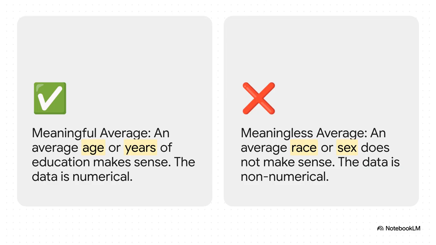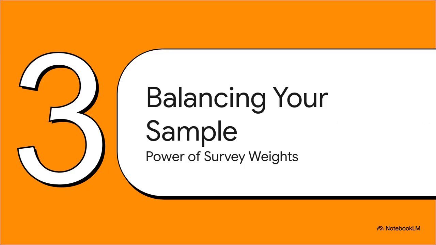Just ask yourself one simple question. Does the average of this variable make any logical sense? You can absolutely calculate an average age or the average years of education someone has. Those are meaningful numbers. But what about the average sex or the average race? You can't do it. You just get a totally nonsensical number. So here's the bottom line. If you can calculate an average that actually means something in the real world, you are working with interval ratio data. Simple as that. Fantastic. So now we can correctly identify what kind of data we have.